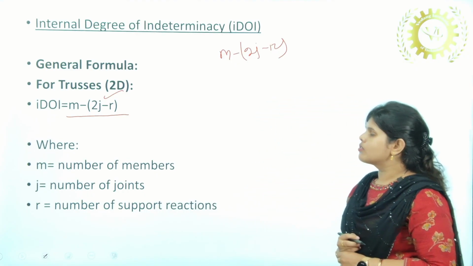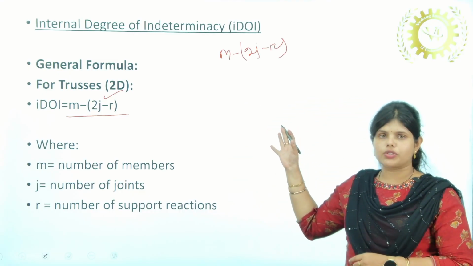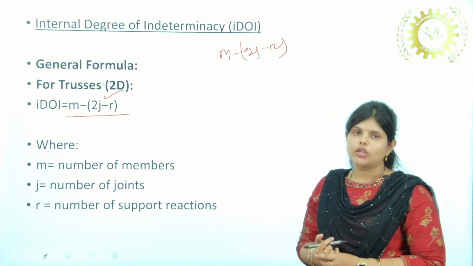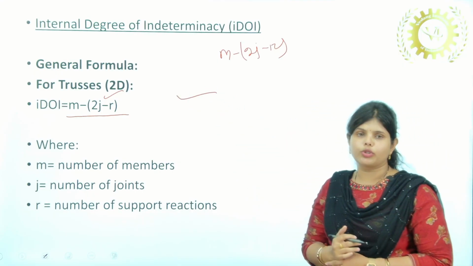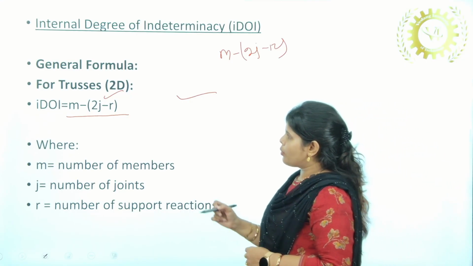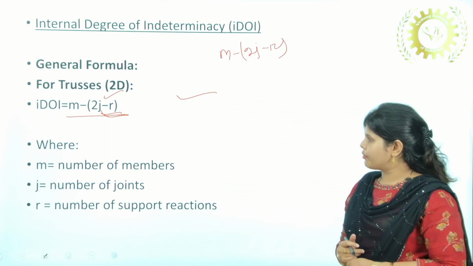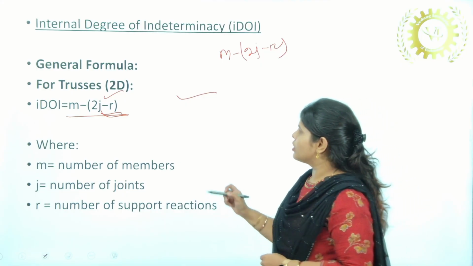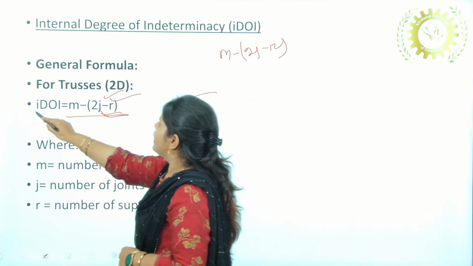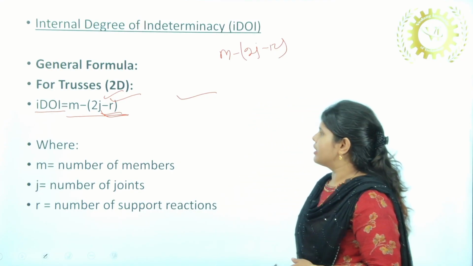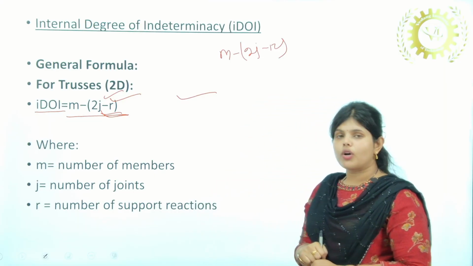J is for joints. We know that when we have a complex structure, there are some joints. In that case, we can apply this formula. The number of joints we take will be J. M is the number of members and R is the number of reactions, and IDOI is the internal degree of indeterminacy. This formula will be applied only in case of complex structures.